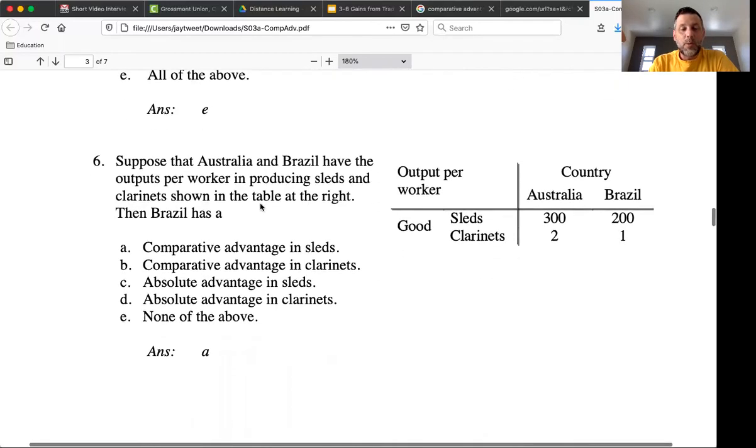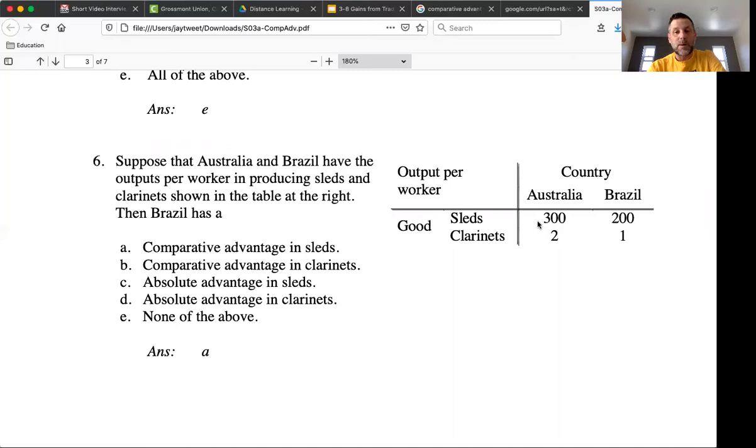For number 6, we've got: suppose Austria and Brazil have the outputs per worker in producing sleds and clarinets shown in the table at the right. So these numbers represent the amount of output per worker. This is the number of sleds and clarinets being produced. So this is an output question. Notice that there's still a resource in this question. There's still workers, but the number of workers is the same. It's per worker. It's one worker for everything. But what the workers produce is different in one country than another because of technology and other factors. So this is an output question.